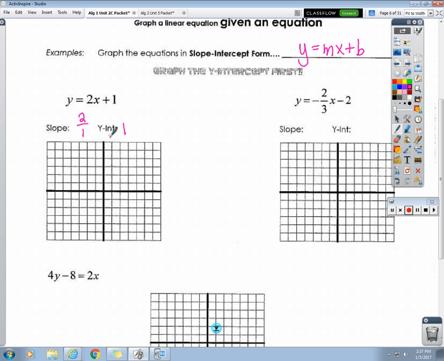You always do the y-intercept first. Another name for y-intercept is starting value or initial value, because that's what you start with. You plot it first, and then from there the slope tells you where to go.